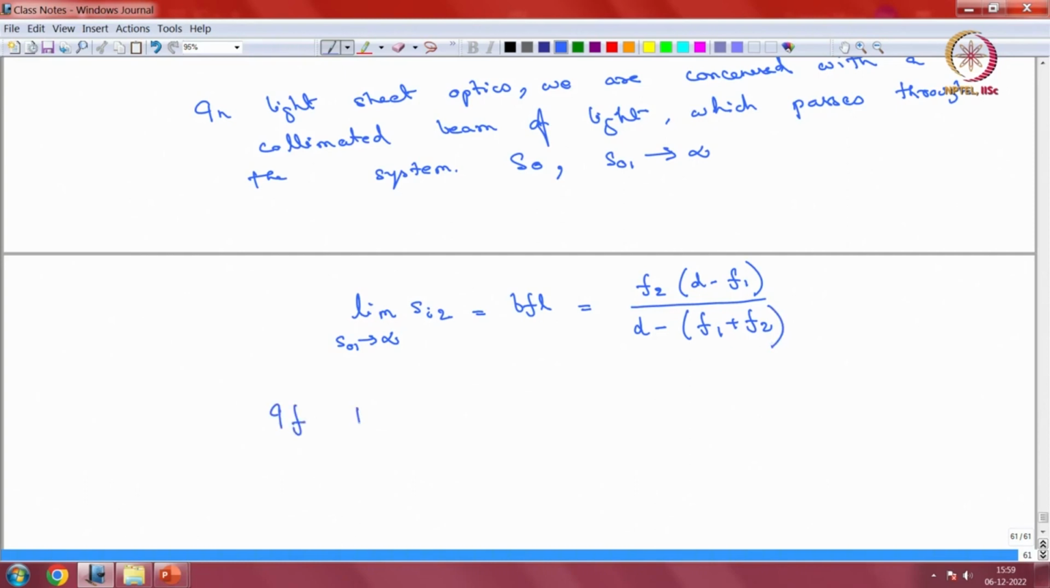Now, if the lenses are really close, okay, sorry, these are already thin lenses. If the lenses are really close, which implies that d tends to 0, then my back focal plane equation becomes even simpler and reduces to f2 f1 by f1 plus f2.